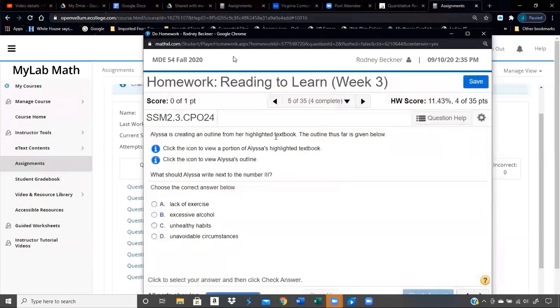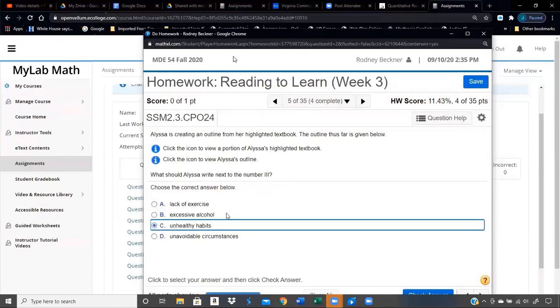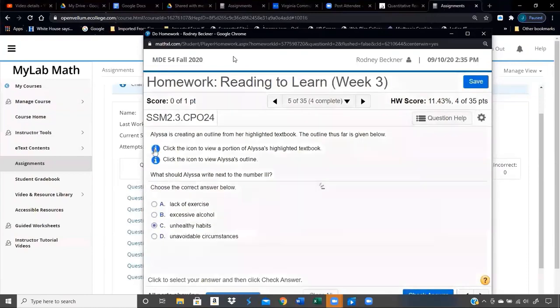Alyssa is creating an outline from her highlighted textbook. The outline thus far is given below. Click the icon to view a portion of her highlighted text. Click this icon to view her outline. What should Alyssa write next to number three? Lack of exercise, excessive alcohol, unhealthy habits, or unavoidable circumstances. Obviously, C, right? Well, no, we can't say any of these. We haven't clicked anything.